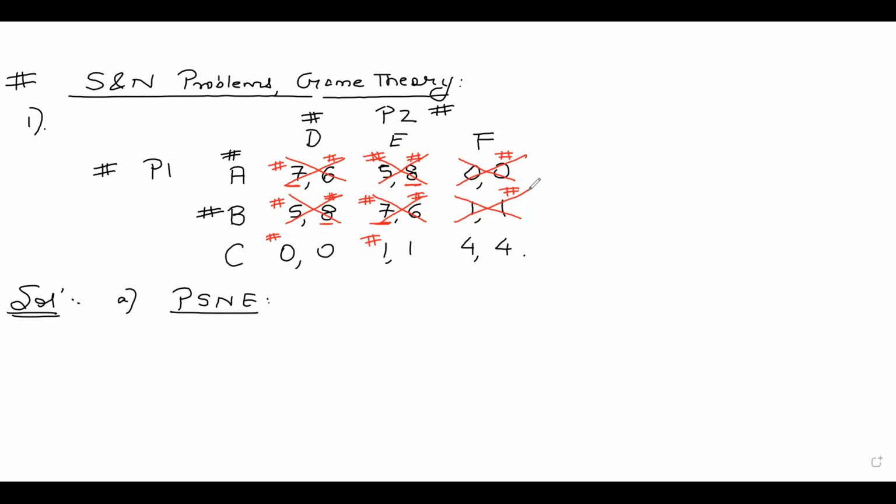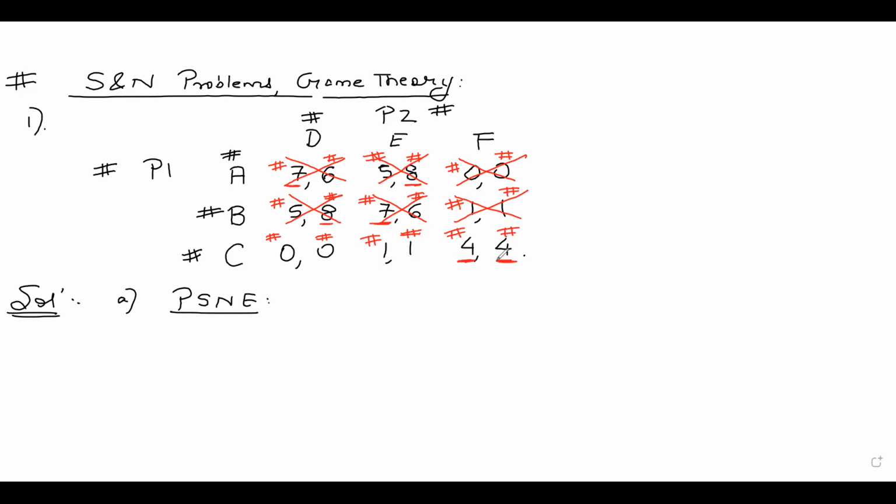Okay, let's look at the next possibility. Suppose player 1 plays C, then player 2 is going to respond by playing F, because player 2 is going to get 0 from D, 1 from E, and 4 from F. 4 is the highest payoff for player 2. So player 2 is going to respond by playing F. And when player 2 plays F, player 1 gets 0 from A, 1 from B, and 4 from C. 4 is the highest for player 1. So player 1 is going to respond by playing C.